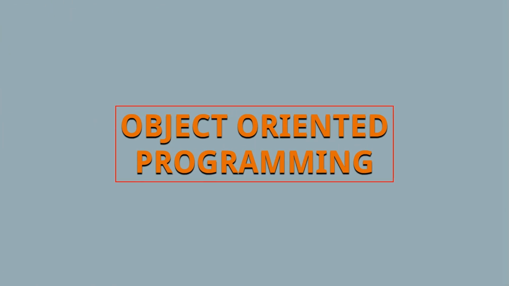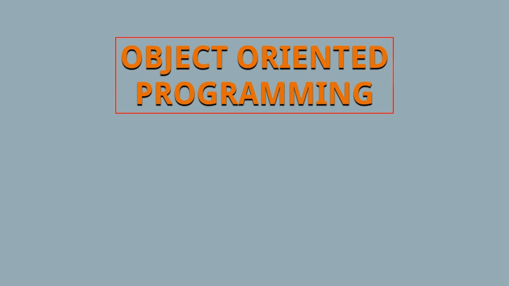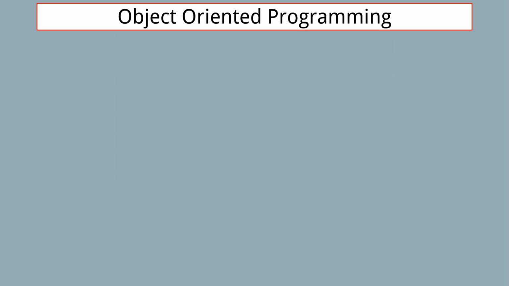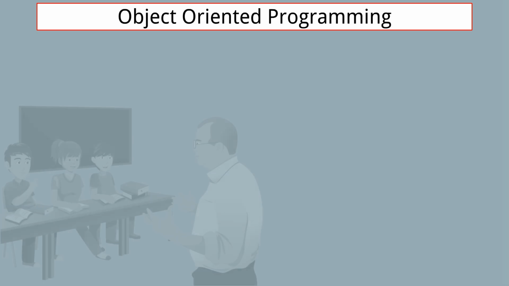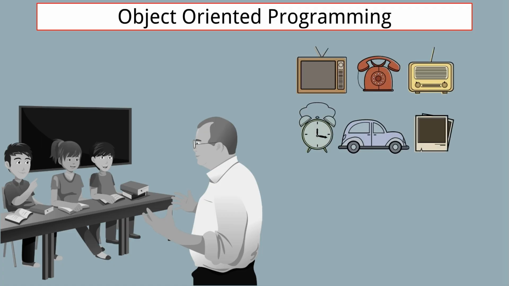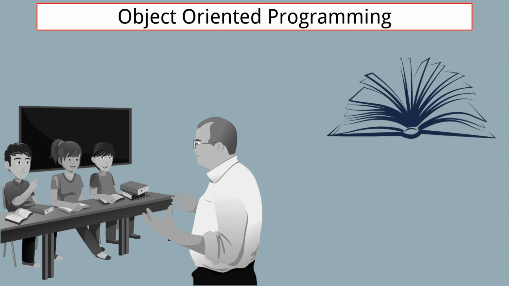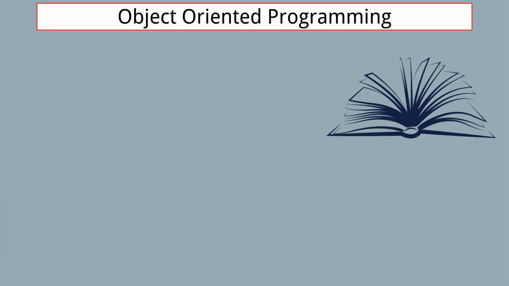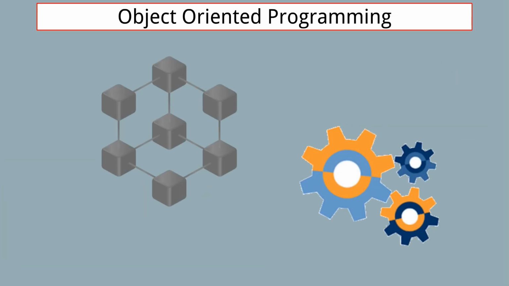Object-oriented programming. In this lecture, we will discuss object-oriented programming in more detail, and I will try my best to explain it in a very simple way. In object-oriented programming, we mainly deal with objects. An object can be anything like a person, place, or a thing. It has a specific structure and can do certain things.